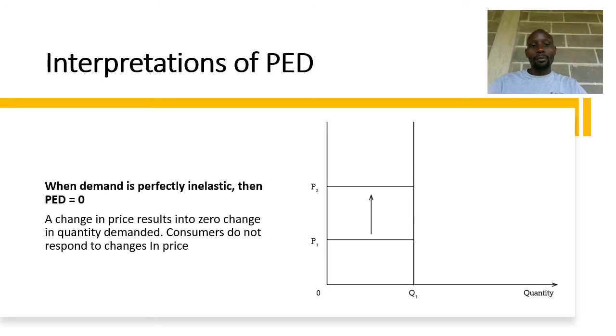We are going to start with interpreting price elasticity of demand using illustrations. So let's begin by looking at a situation where demand is perfectly inelastic. In this situation, price elasticity of demand will be equal to 0. So this implies that a change in price results in 0 change in quantity demanded. So in this case, price has no effect on quantity demanded. Quantity demanded remains constant as illustrated in our graph.